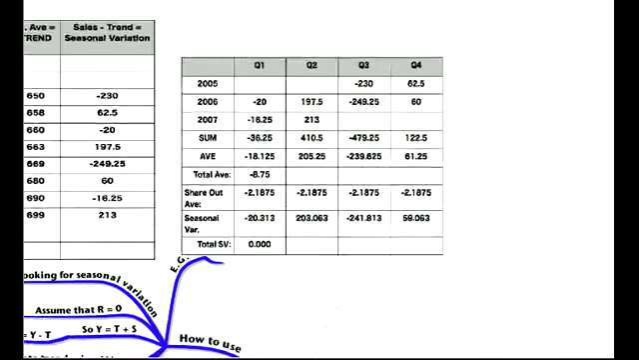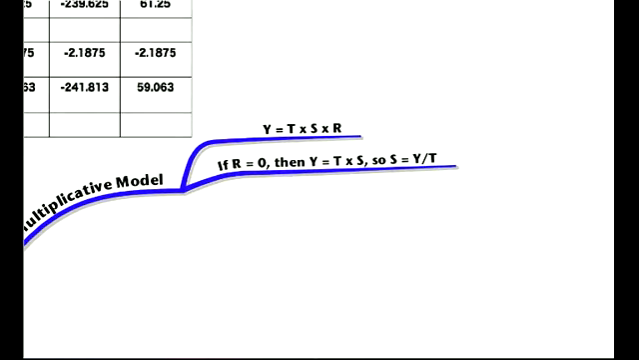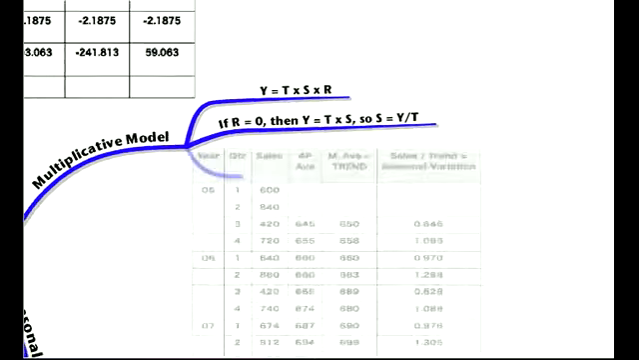The second way to do this is the multiplicative model. Now it is y equals t times s times r. Now it's exactly the same. Again, if we say r is naught, then y equals t times s. This time our seasonal variation then will be our actual figures divided by the trend rather than subtracting it.